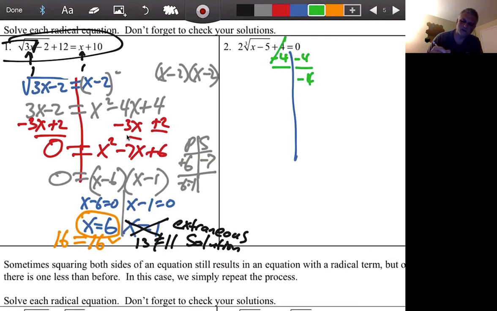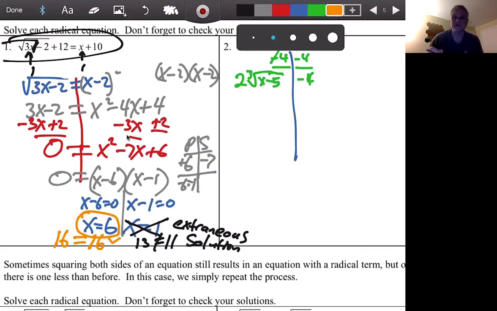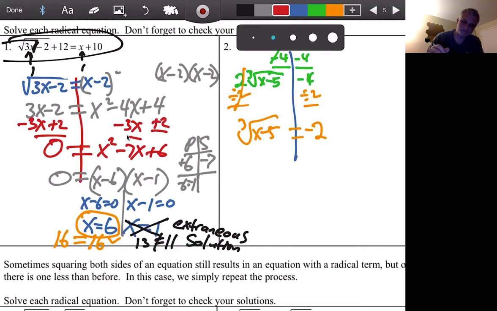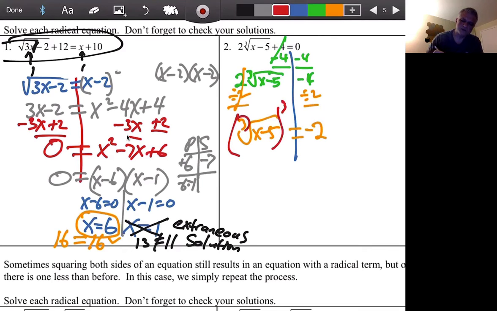So plus 4 minus 4 cancels. I got 2 times the cube root of x minus 5. Got to cancel that too. So let's divide by 2. So I've got the cube root of x minus 5 is equal to negative 4 divided by 2, which is negative 2. Okay, so the last thing we got to do, we got to cube it because it's a cube root. We got to do that and solve it.